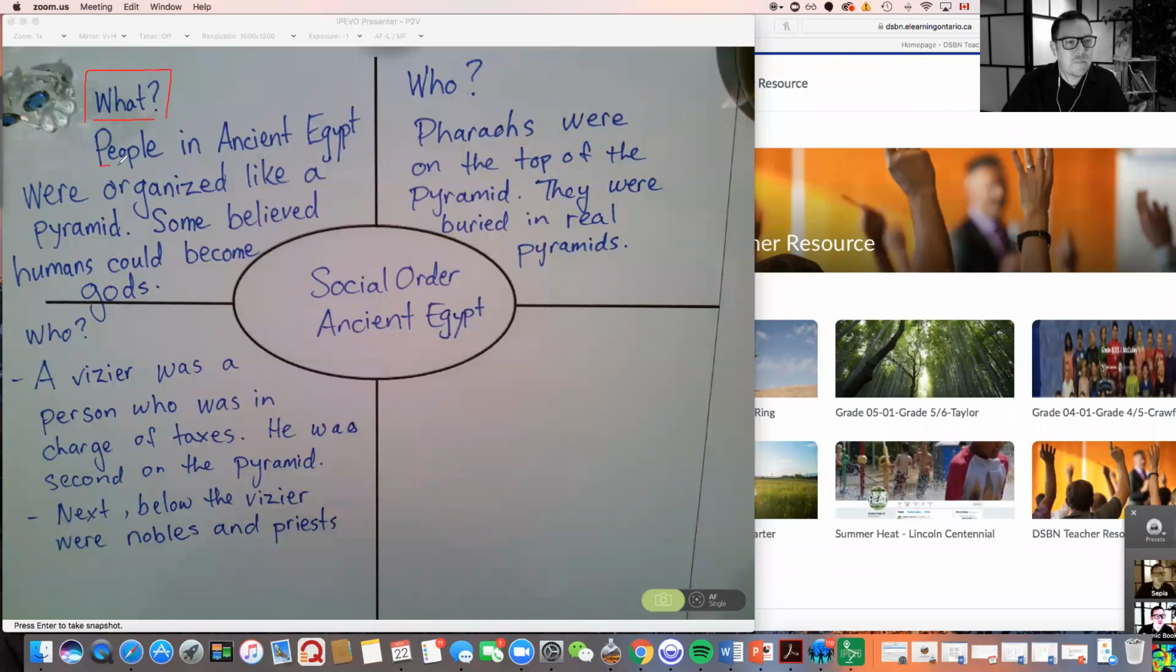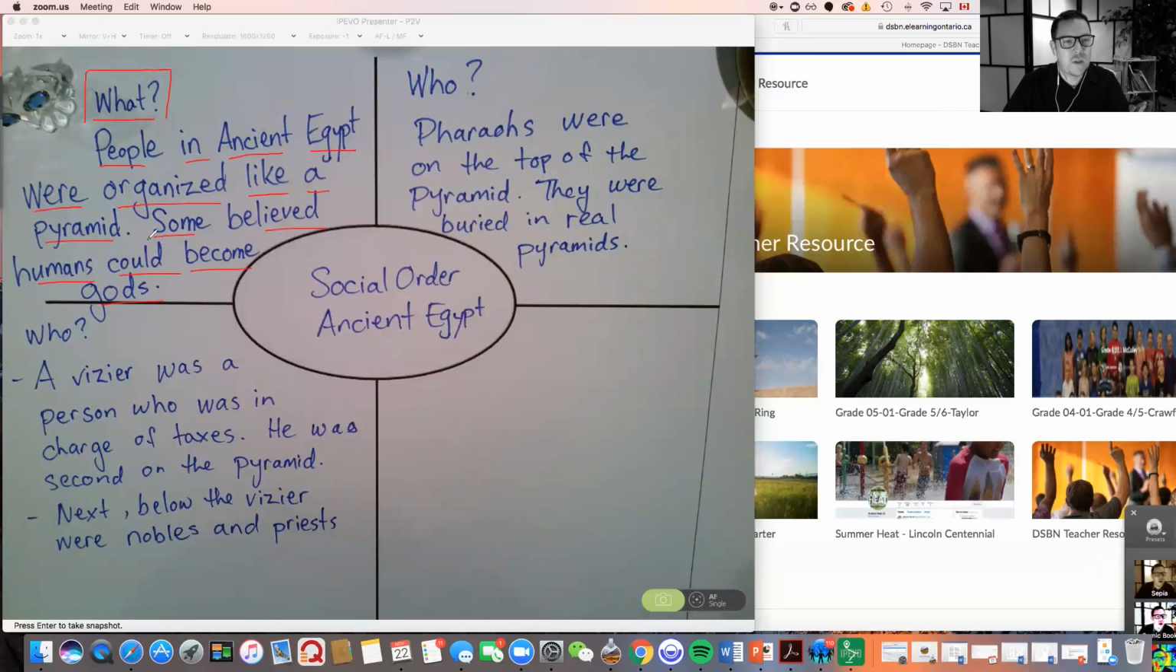Well, it means that people in ancient Egypt were organized like a pyramid. Okay, so that means that the society was organized like a pyramid, not a real stone pyramid, but a pyramid that showed how different people were split up. Okay, so some people believed humans could become gods. That would be an excellent open sentence for my topic, because I'm talking about how the society was organized, right?